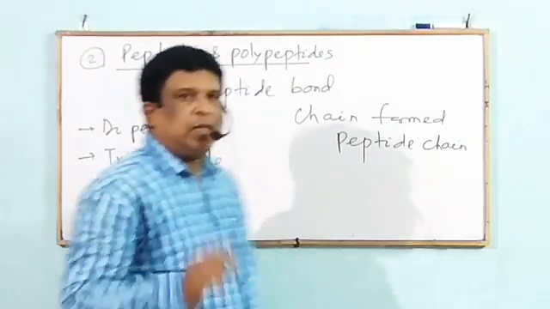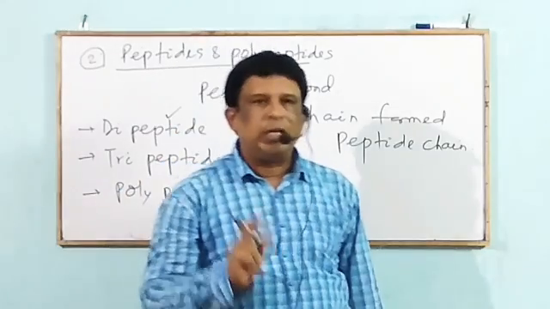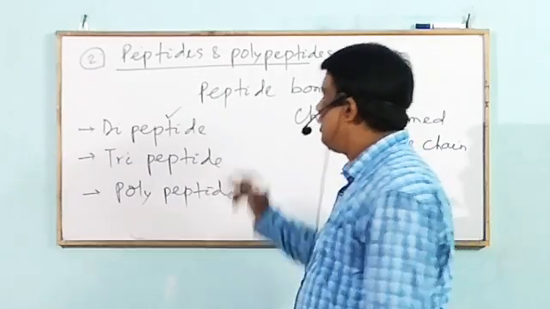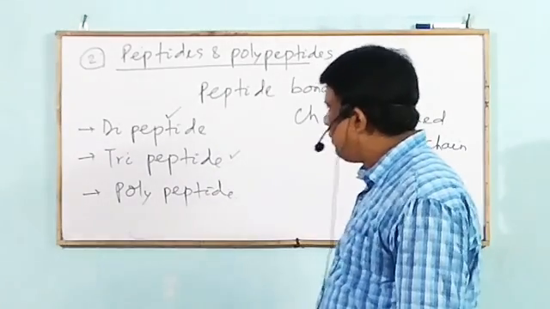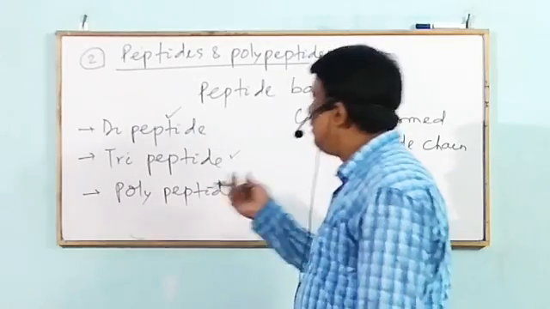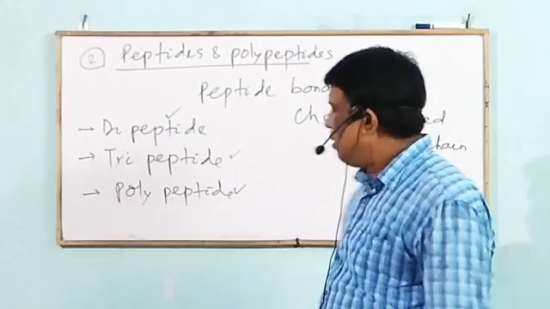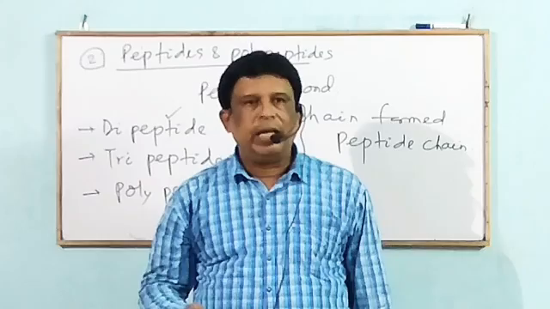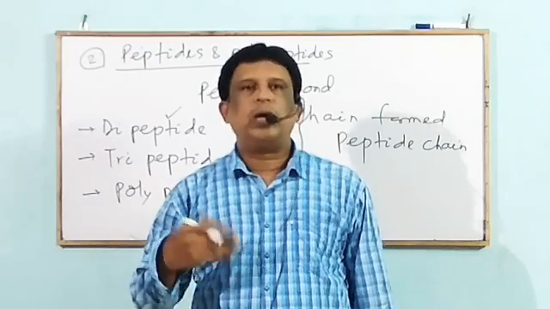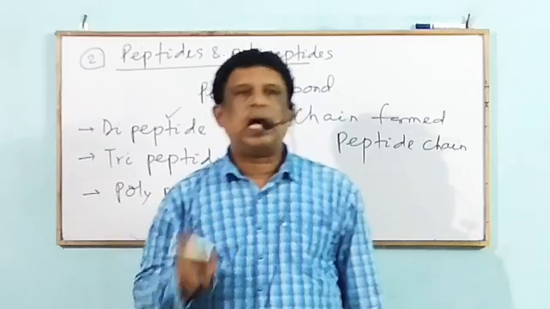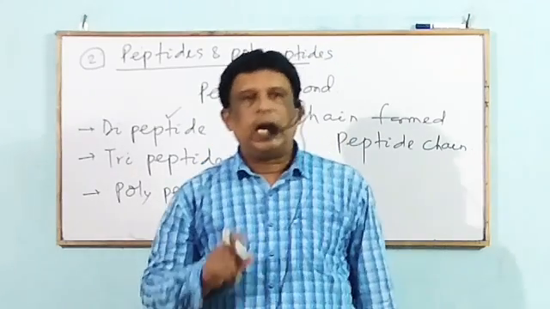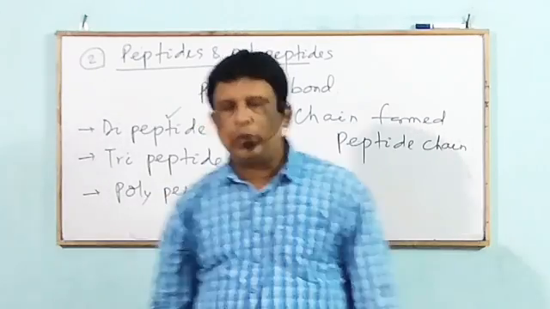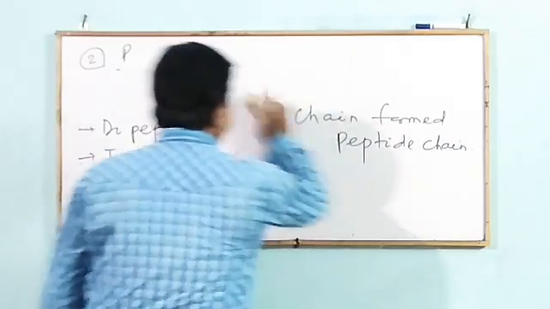That means if two amino acids are joined together, resulting in the formation of a product, it is known as a dipeptide. If three amino acids are joined together, that is known as a tripeptide. If four or more amino acids are joined together, then it is known as a polypeptide. Proteins are generally polypeptides containing at least 100 or more amino acids. Next, third one we discuss is protein.